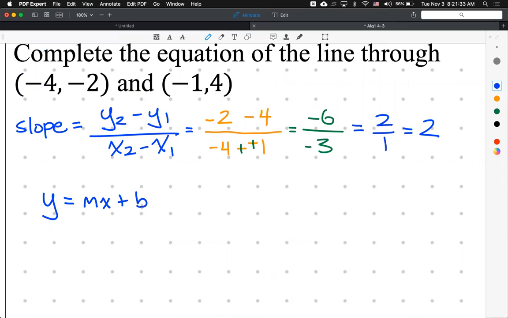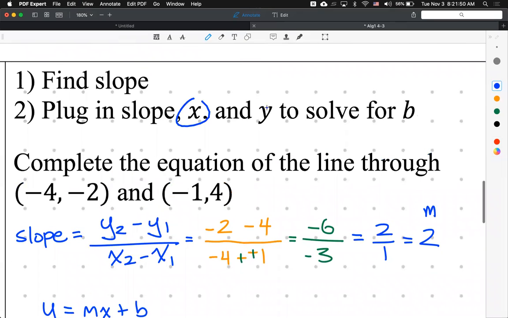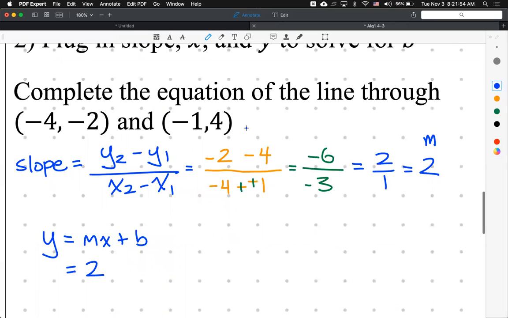So I'm going to plug in everything that I have. I know that my slope, my m, is 2. So I'm going to come down here. Here's my equal to sign. My m has been substituted out for a 2. What about x and y? Mr. Snell in the instructions said I need to plug in for x and plug in for y. You can choose any 2 sets. I can choose to plug in -1, 4, or I can plug in -4, -2. Plugging in either one of these will work.